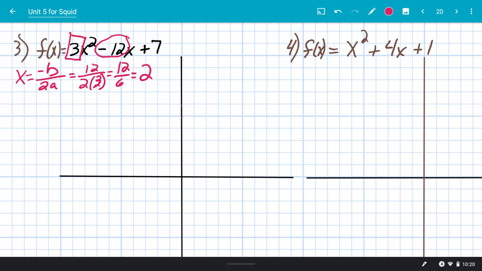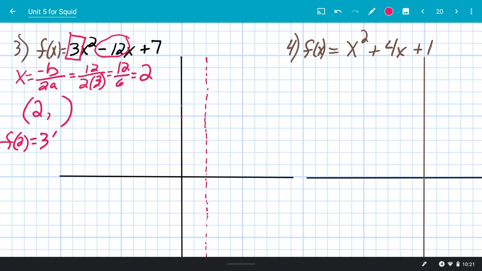Okay. So now I have the x value of my vertex. I know my axis of symmetry is going to be going through x equals 2. Somewhere there. Cool? All right. Now what? Plug it in. Let's find f of 2.